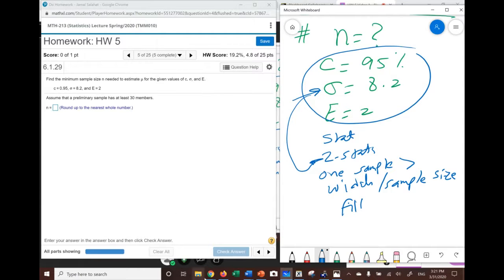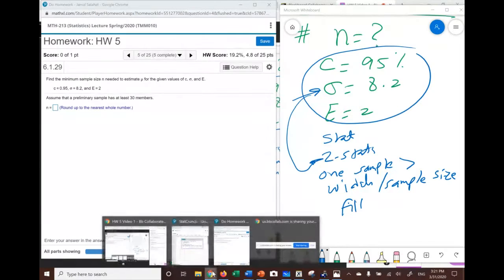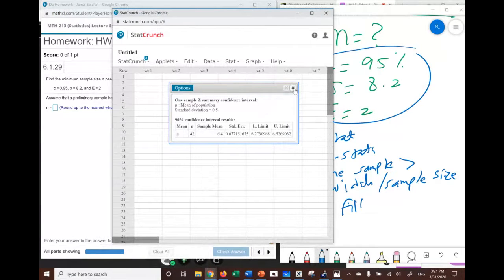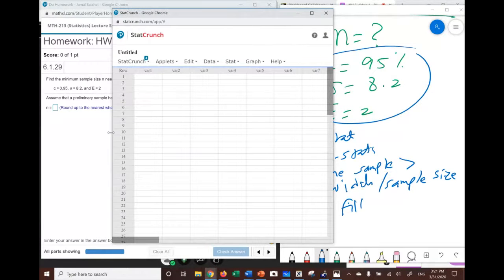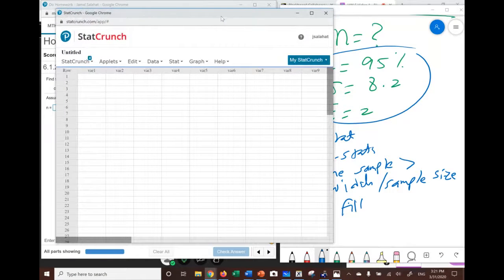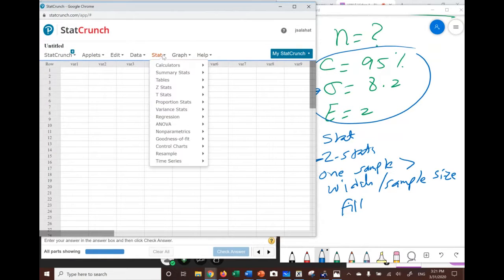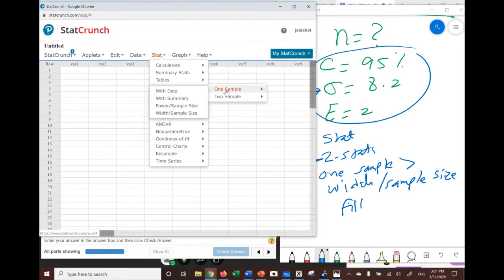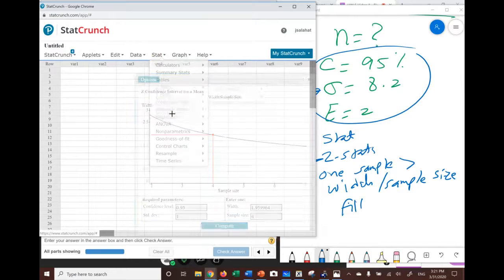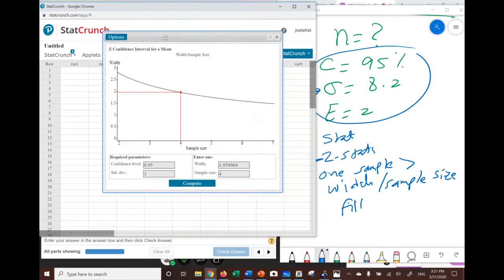So let's see how we do that with StatCrunch. Let's close this, and let's go in here and try to fill in the data given. We're going to go to stat, and we're going to go down to ZStat, and we're going to go to one sample. But notice that in here, I don't go to summary anymore. I'm going to go to the width or sample size, because the question is asking what is the sample size. So I click in there, and I get this window. And then I try to fill in everything I know in here.